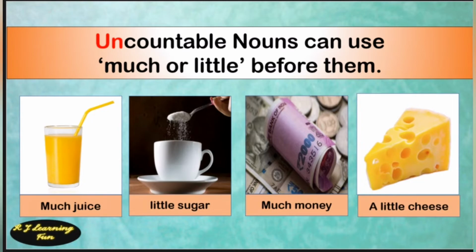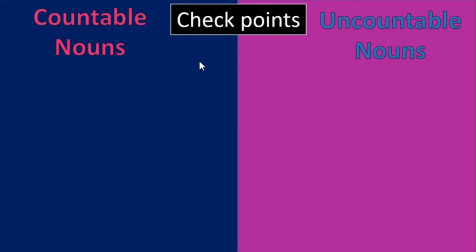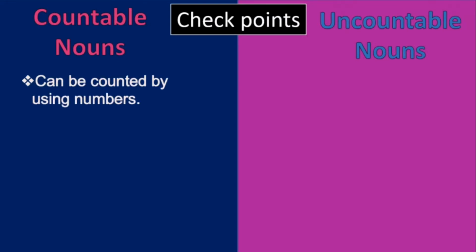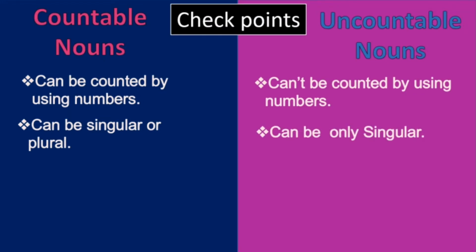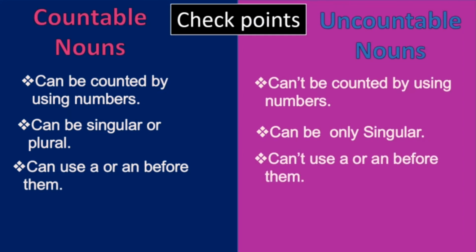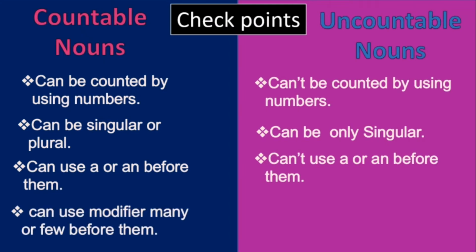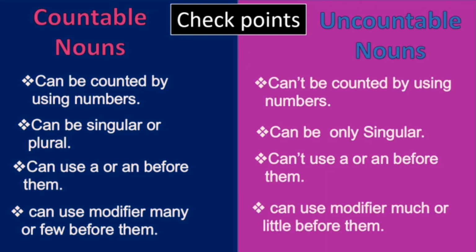To sum up, following are the quick checkpoints to differentiate between countable and uncountable nouns. The first one is countable nouns can be counted by using numbers. Uncountable nouns cannot be counted by using numbers 1, 3, 7, 10, etc. Countable nouns can be singular or plural. Uncountable nouns can only be singular. Countable nouns can use a or an before them. Uncountable nouns cannot use a or an before them. Countable nouns can use modifier many or few before them, but uncountable nouns use the modifier much or little before them.